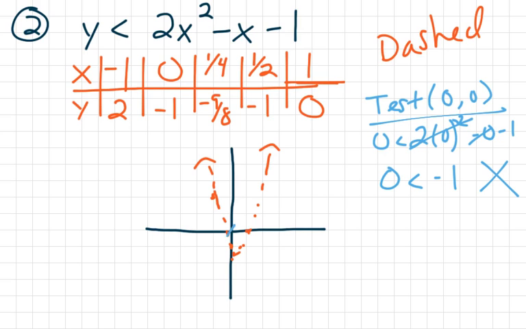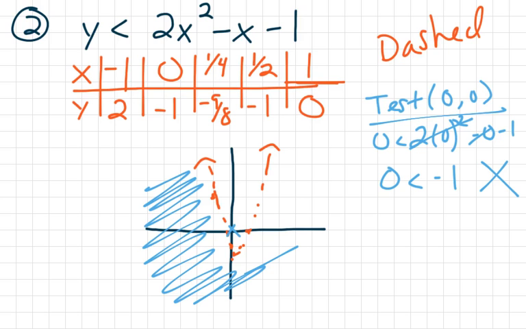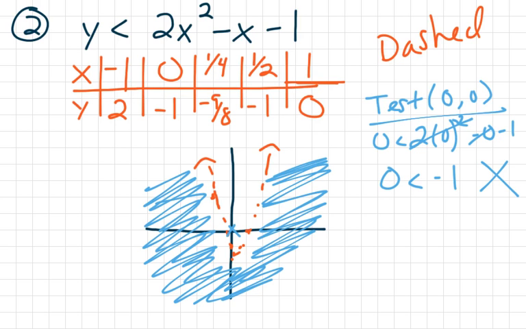Okay, so we tested on the inside of the parabola and got a false statement, so we're going to shade on the outside of the parabola. Okay, so our shaded area is going to be a little bigger when we draw it. Okay, there's a couple of examples of graphing quadratic inequalities.